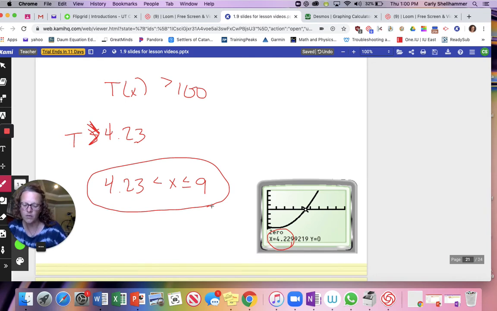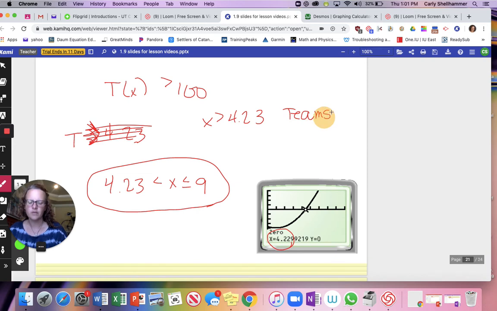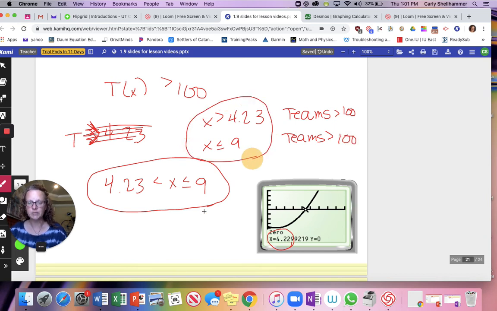There were more than 100 teams participating in the years, so X is the years. Oh, that's years, not teams. Sorry. This is not true. So when X is greater than 4.23, our teams will be more than 100. And then we still need x to be smaller than or equal to 9 for our teams to be greater than 100. Okay? My bad. So that's the range for years because x is in the number of years.